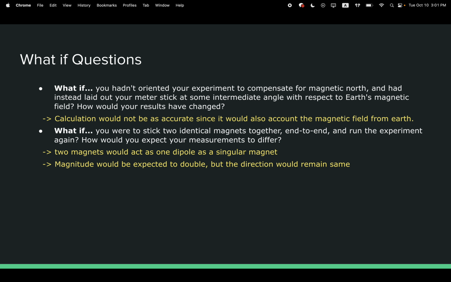And this will lead to the magnitude being doubled, but the direction would still remain the same due to the law of superposition.